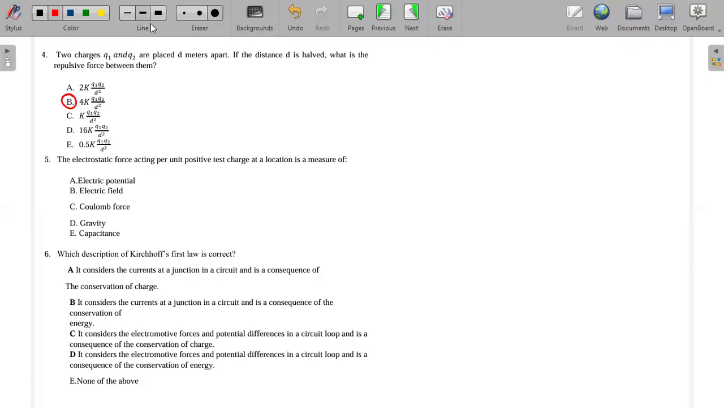So how do we define the electric field? Because here they're telling us about an electrostatic force. They're saying the electrostatic force acting per unit positive test charge at a location is a measure of, and if you remember, we say the electric field strength. The definition of electric field strength, mathematically, we say this is equal to the electric force itself divided by Q, of which Q is a test charge. So they've already talked about a test charge here. This is the electrostatic force here.